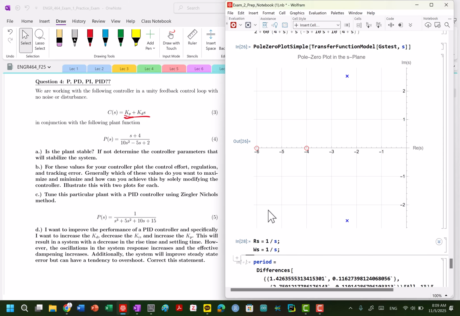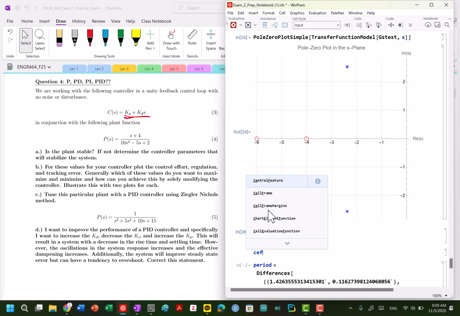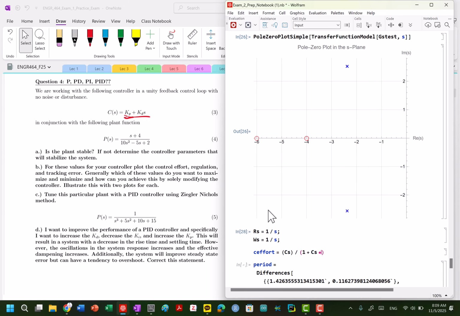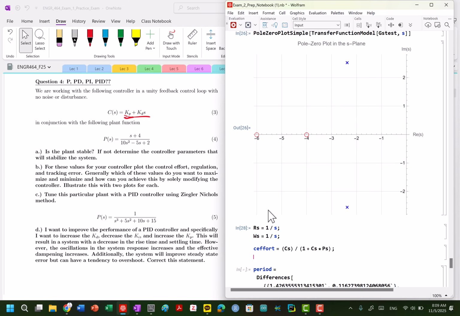If there was noise here. So let's go ahead and do the control effort. My control effort here, we can remember that, and hopefully have those plant functions not necessarily memorized, but we can use our table. So my control effort, C effort, will be equal to U over R. So that is going to be basically CS divided by 1 plus CS times PS. So that's my control effort.